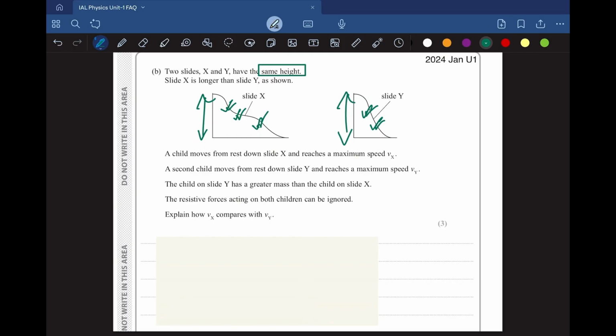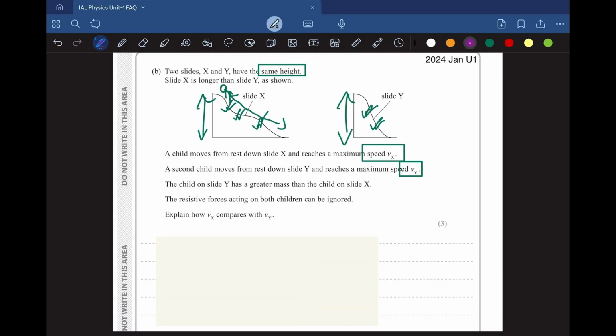Now a child moves from rest down slide X and reaches a maximum speed. So basically when the child was moving through this slide, he reached his maximum speed, which is Vx. The same happened to the second child who moved down slide Y and reached a maximum velocity of Vy. The child on slide Y has a greater mass than the child on slide X. The resistive forces acting on both children can be ignored. Explain how Vx compares with Vy.